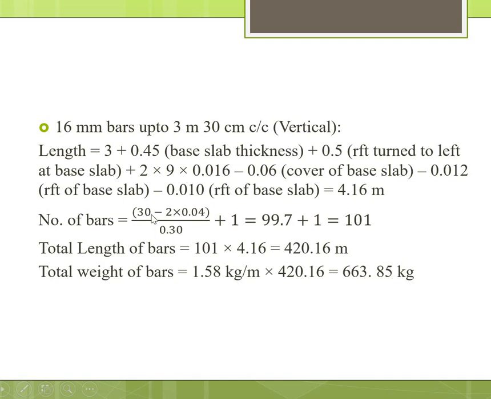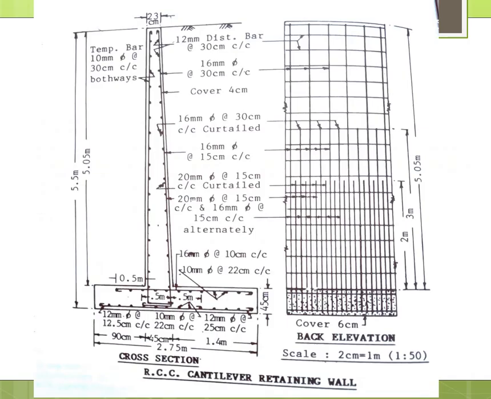Here, because the center to center distance is varying, the number of bars will also vary. The length is 30 minus 2 into 0.04 as in the previous case, but the center to center distance here is varying to 0.3. You add 1 to it and you get 101. From that you can find the total length of the bars and the total weight of the bars. It's very similar. All the cases are similar. The only difference coming will be in the length calculation.